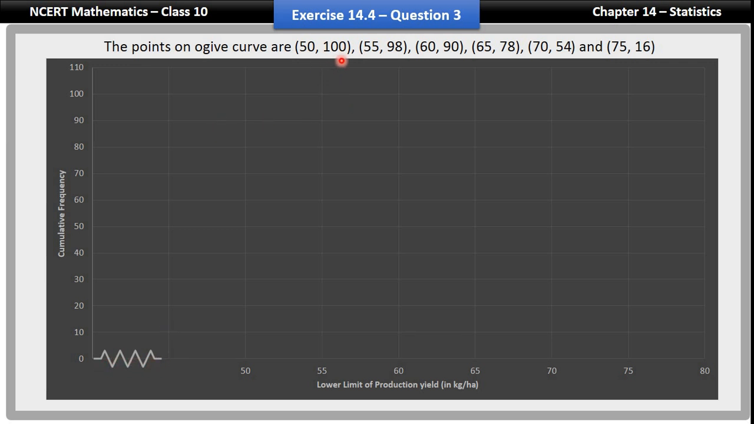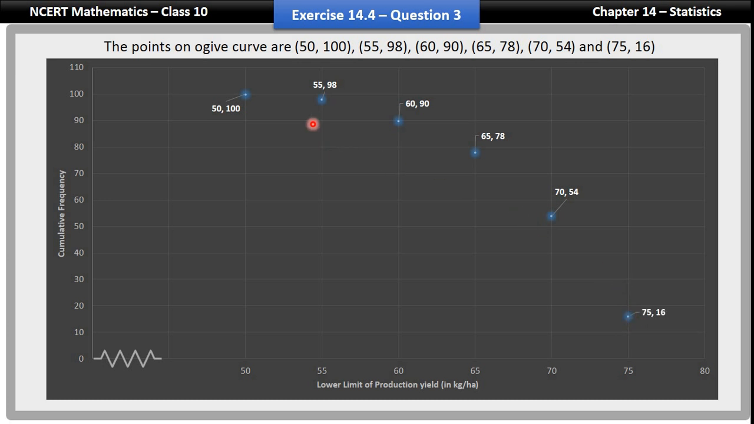Now the first point is 50, 100, which will be over here. Next 55, 98 will be over here. Next 60, 90 will be over here. Next 65, 78 will be over here. Next 70, 54 will be over here. Next 75, 16 will be over here.